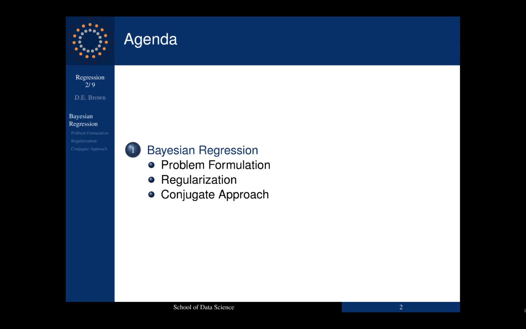We have three topics for this lecture. The first is we'll formulate the Bayesian regression problem. Then we'll look at how the solution to this problem gives us the regularized form of the solution for the regression problem. And finally, we'll look at how we can apply what we've learned about conjugate priors to formulate a solution for the problem and the prediction of new outcomes given new data.